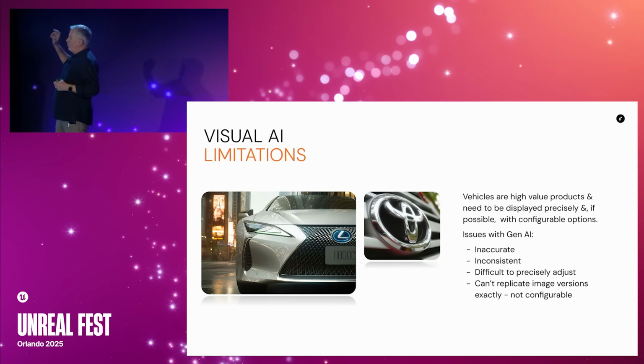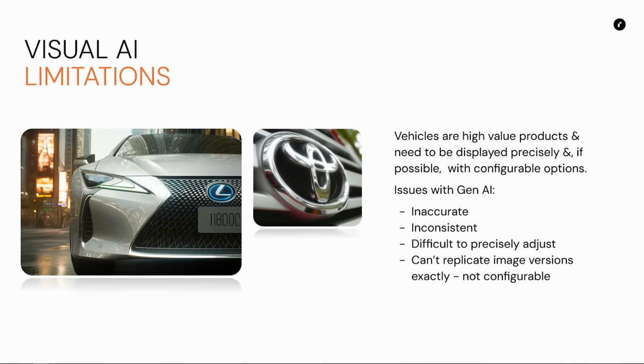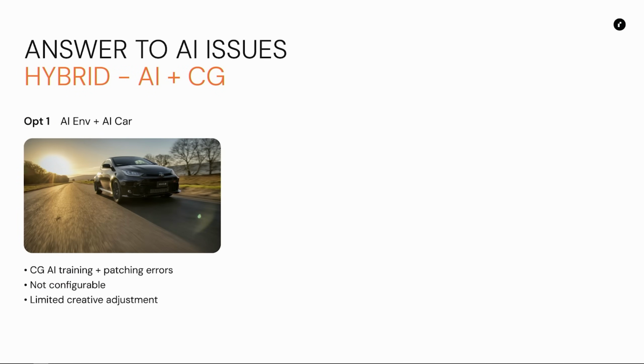And what is incredibly important, certainly from Rotor's perspective, and I would suggest for everyone's perspective, is you cannot replicate the image versions exactly. And if you can't do that, you can't make it configurable. So CG is going nowhere, which is great. It is needed. It is absolutely needed. And so our answer to this is, of course, a hybrid model. We're going to use AI with CG.